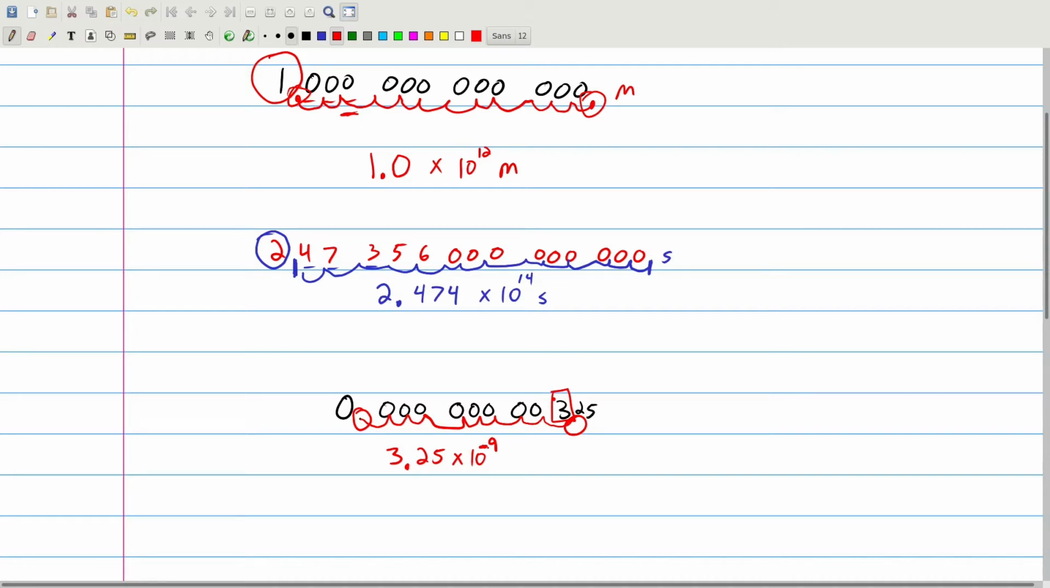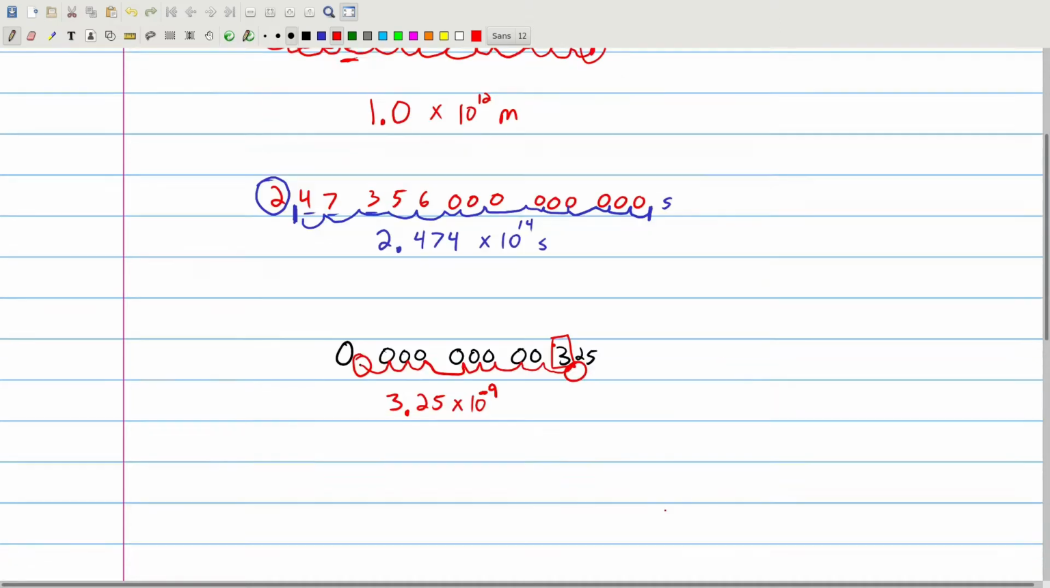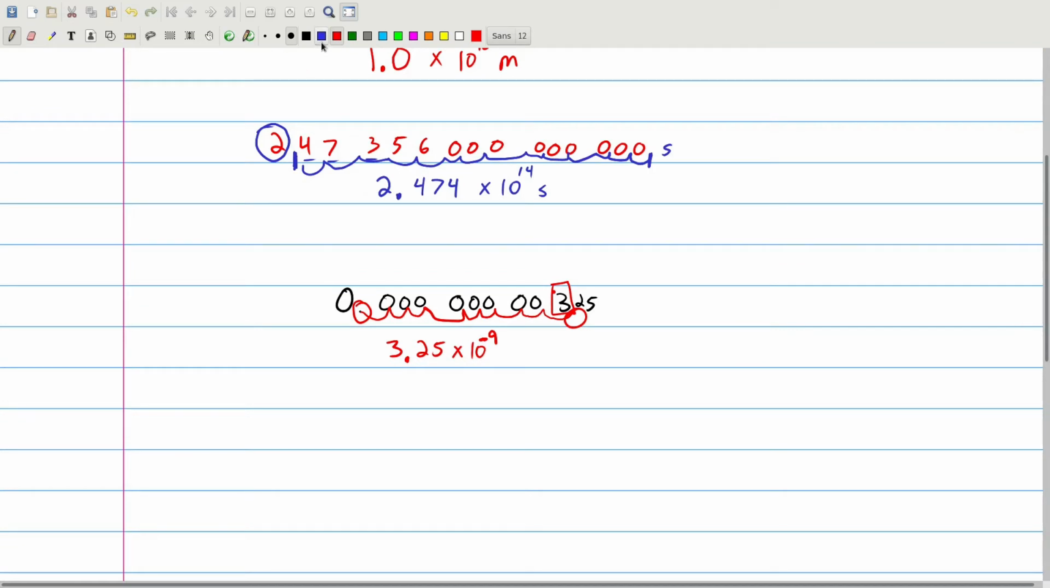So here's what you want to remember. There are 3 parts to scientific notation. This part out here in the front, the 3.25, this is called the coefficient. The 10 is called the base. And this negative 9 up here is called the exponent.